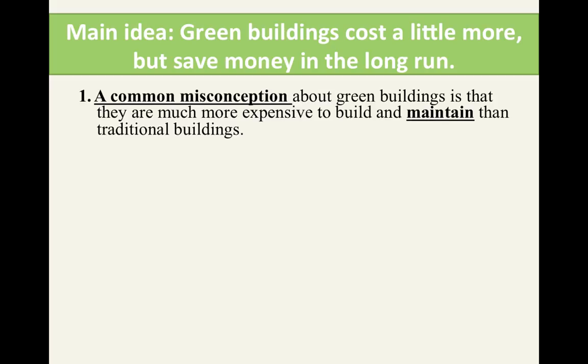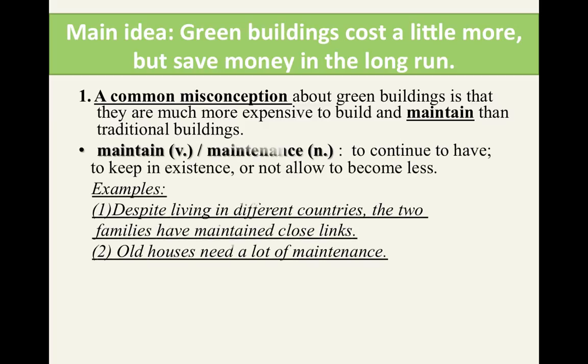The first point is the common misconception about green buildings is that they are much more expensive to build and maintain than traditional buildings. All right. I underline these two parts because I want to catch your attention. All right. Especially the word maintain is a verb here, and then we see the maintenance in other paragraphs, right? Okay, maintenance is a noun, all right, and I want you to pay attention to the spelling, okay, and then here are the examples.